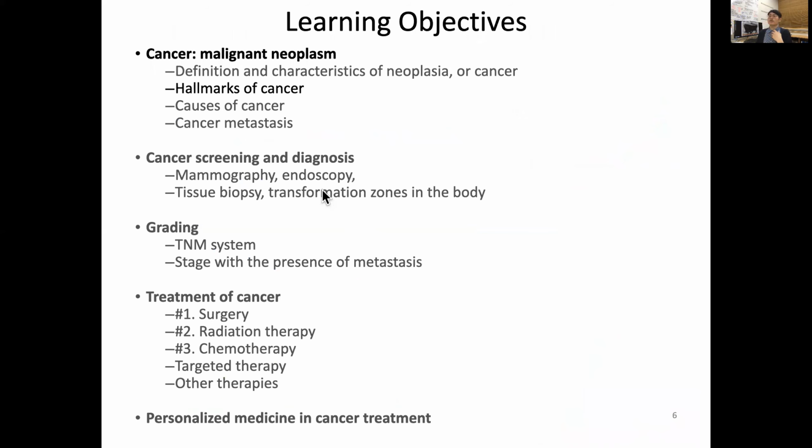So we have discussed cancer as a malignant neoplasm, and next time we will discuss the hallmarks of cancer. Thank you for your attention.